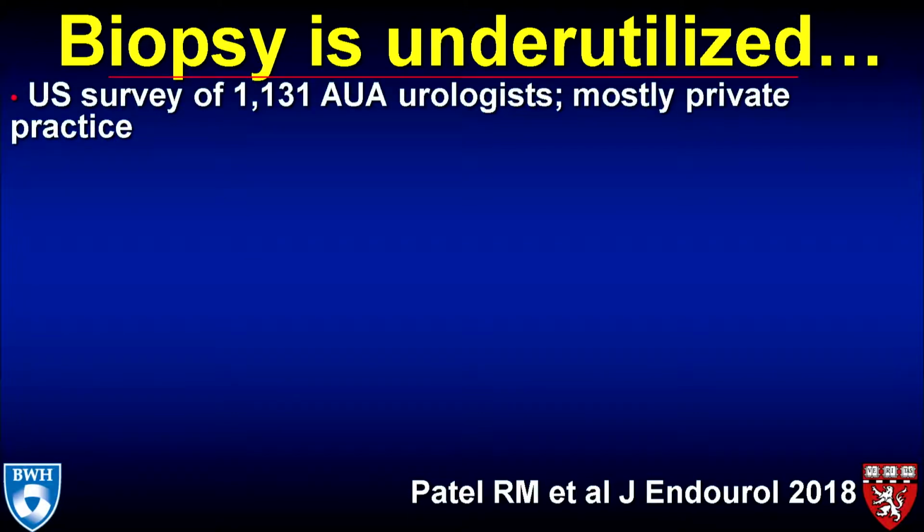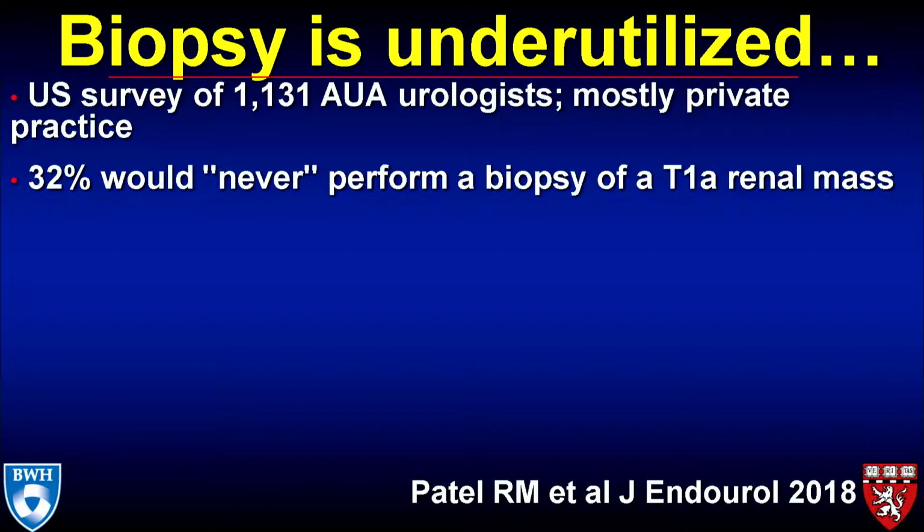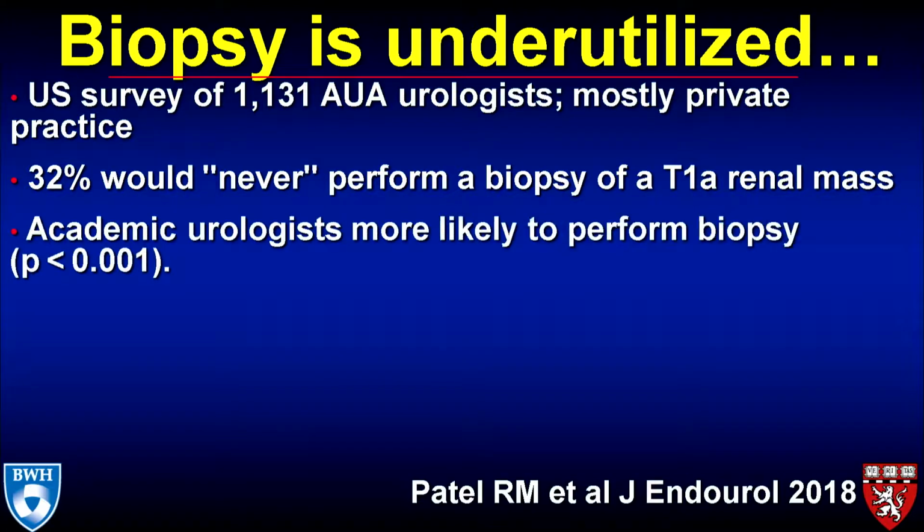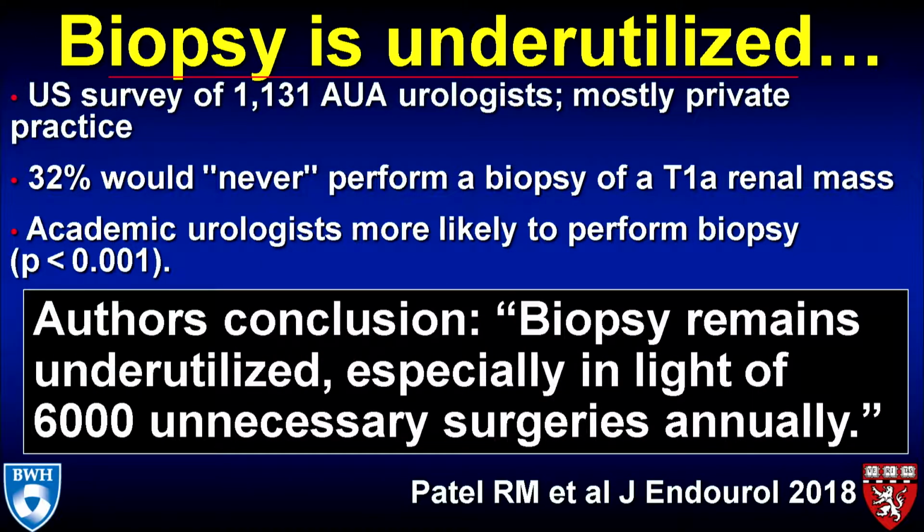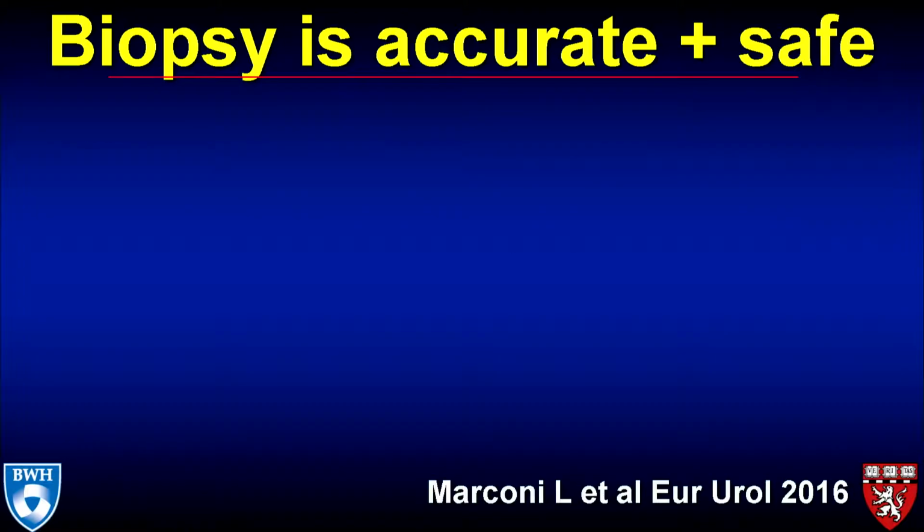Here's a survey of over 1,000 AUA urologists, mostly private practice. A third would never perform a biopsy of a T1A renal mass. It's hard to believe in this day and age. This is 2018 survey data. The academic urologists were more likely, but the authors of the paper really spoke to their urologist colleagues: what are we doing here? In light of 6,000 unnecessary surgeries annually, we're underutilizing this test.